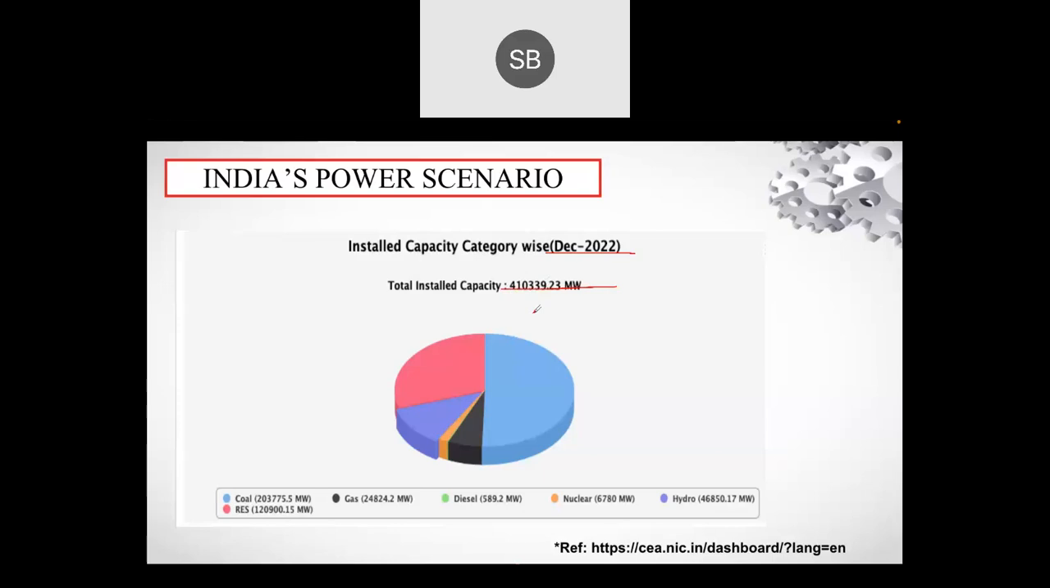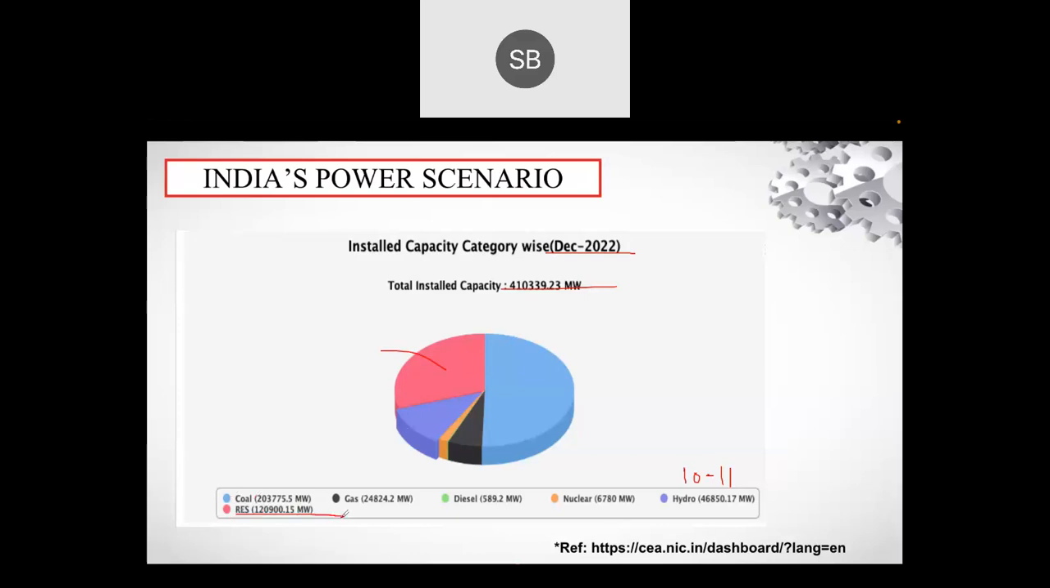Now, India's power scenario, this is the data from December 2022. The total installed capacity in India is nearly 4 lakh 10,340 megawatts. Of that, nearly 10 to 11% is the share of hydraulic power plants, or hydraulic energy.